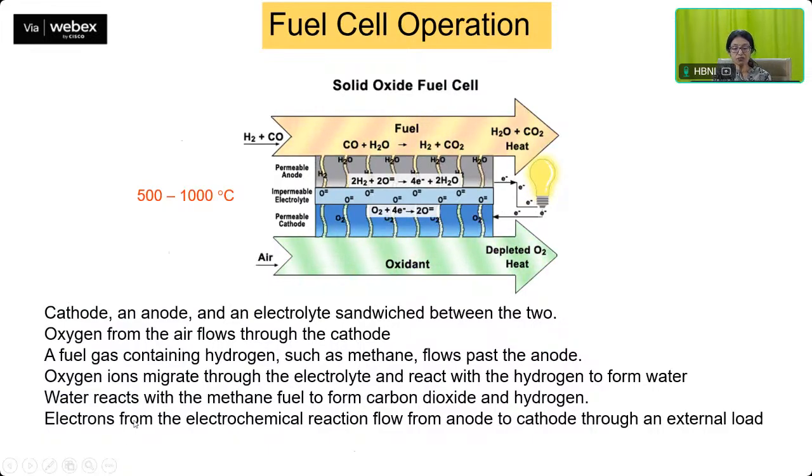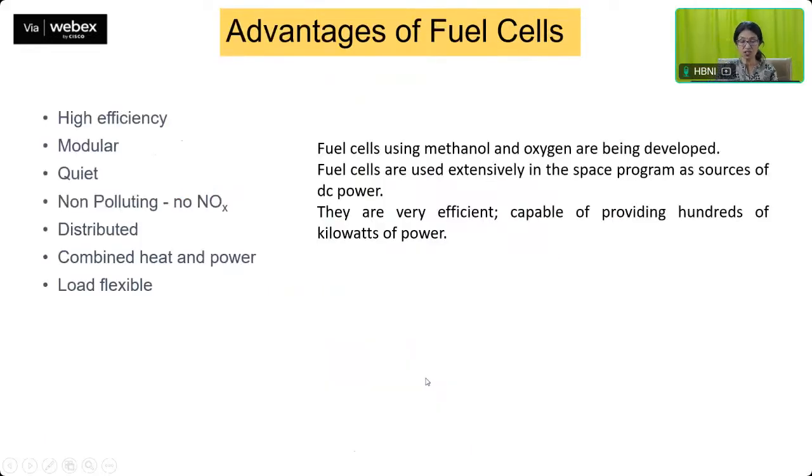Water reacts with the methane fuel to form carbon dioxide and hydrogen, as you can see over here. Electrons from the electrochemical reactions flow from the anode to the cathode through an external load, and this is how your current, or the electricity, is generated.